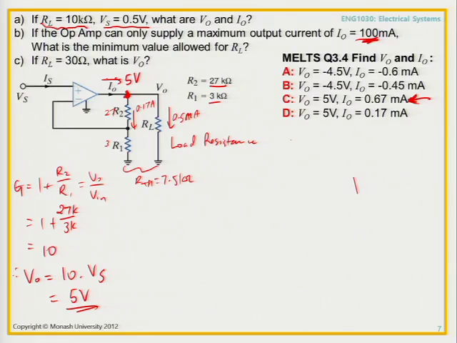So let's say I wanted to draw 100 milliamps out of this, then I could ramp this voltage up by a large amount. If this current were 100 milliamps, what is the minimum value allowed for RL? Okay, so what does that mean? What happens if I reduce RL? RL is currently 10 kilo ohms.